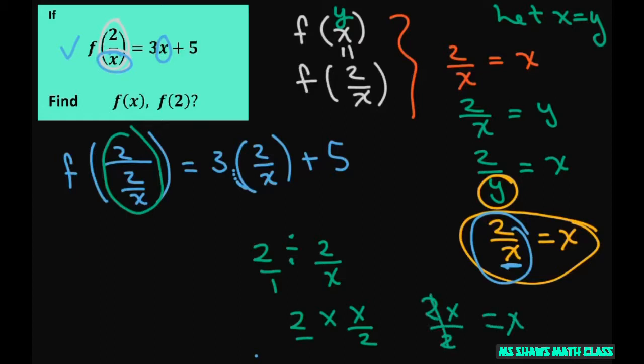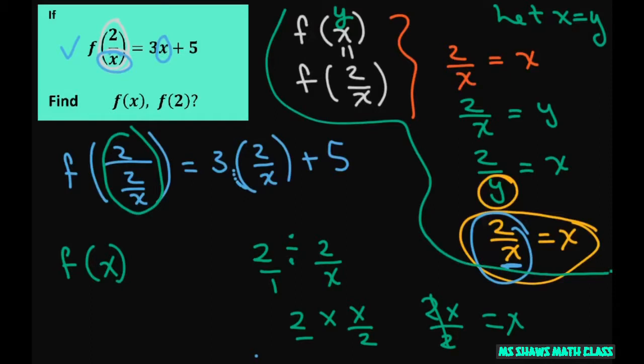So now we have our f of x, and that's what we wanted, and that's what all of this was about. It just got confusing when we tried to set it up like that, so we had to change it to let x equal y. So f of x is going to be 6 divided by x plus 5.